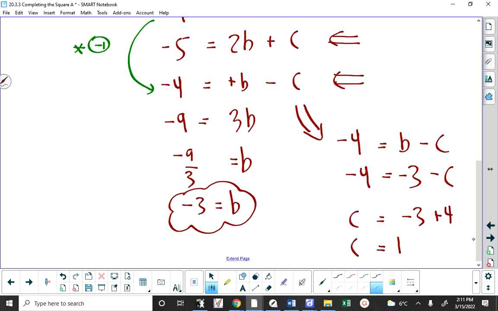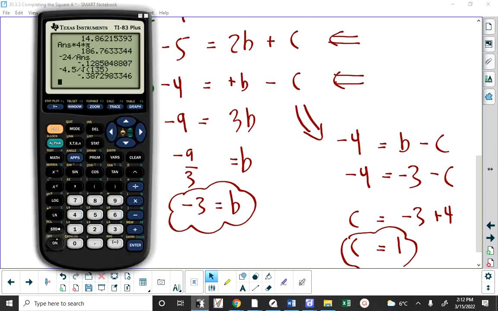And now we have the two parameters. And again, was it 2x squared? Was that what it was? Plus bx plus c? Okay. What that means is that our equation of the function is 2x squared plus bx. Now b is -3, so minus 3x plus c, which is 1.